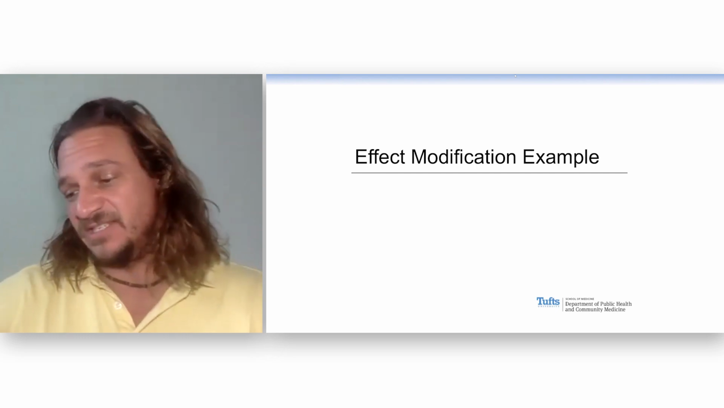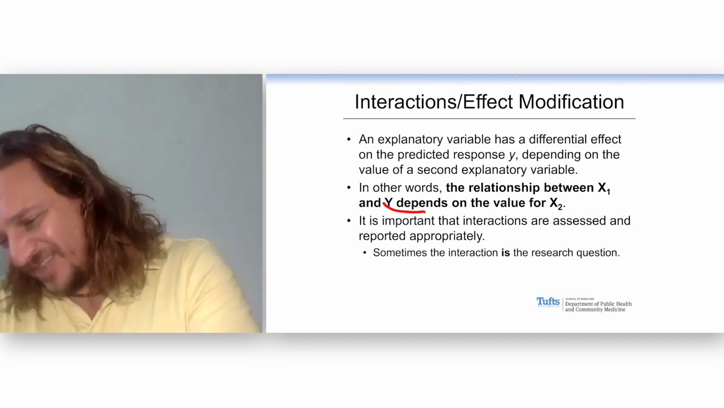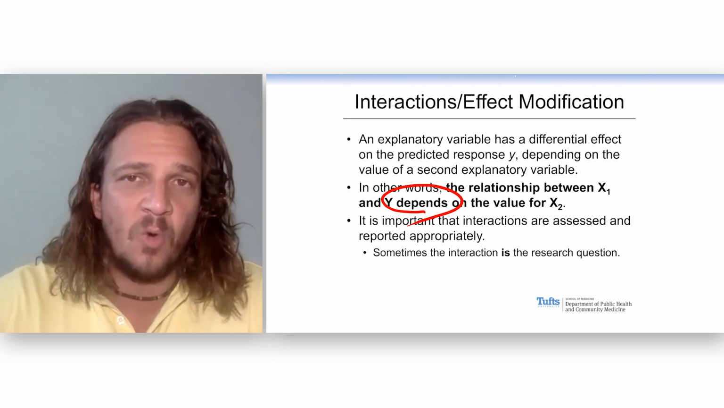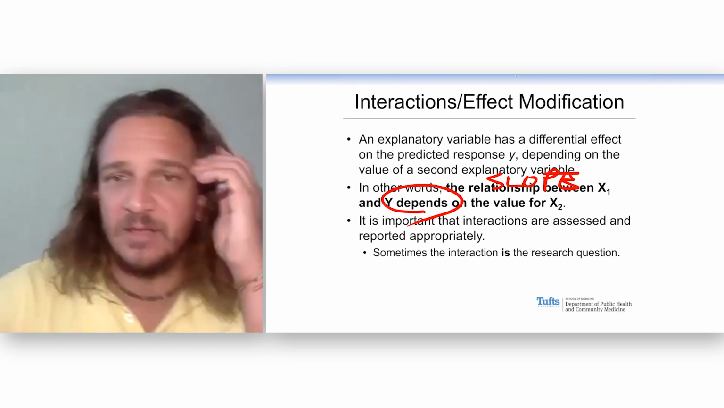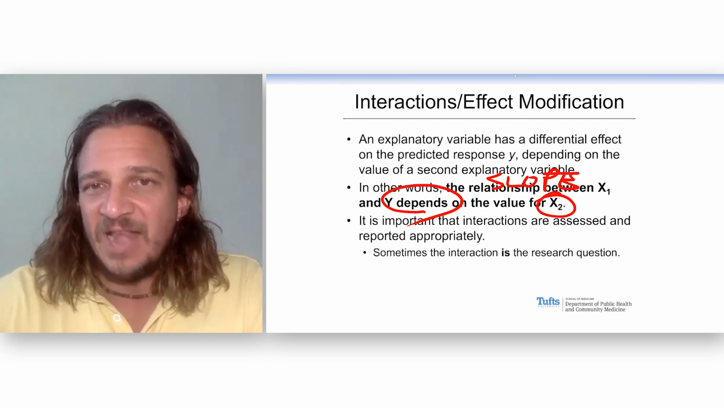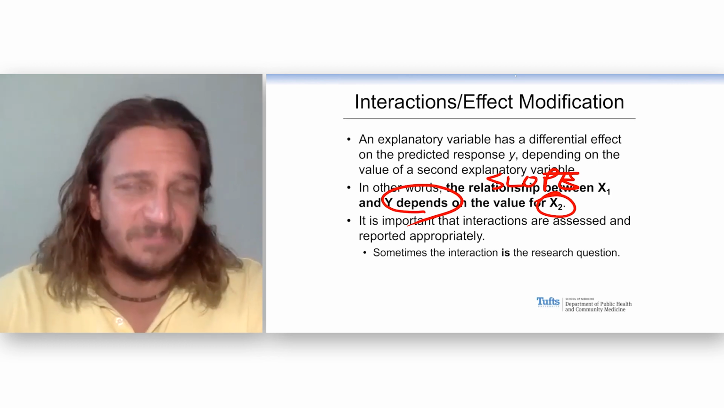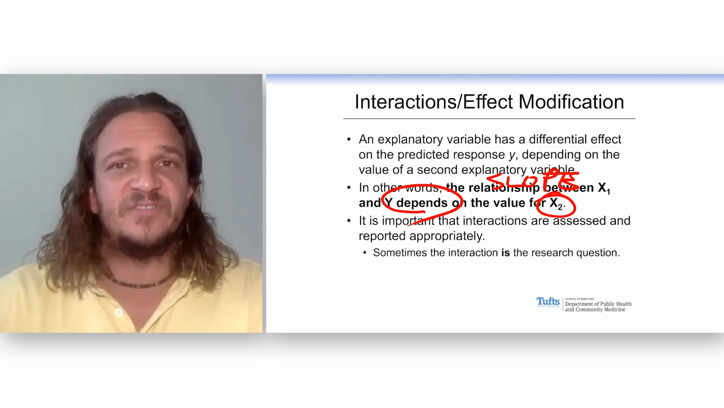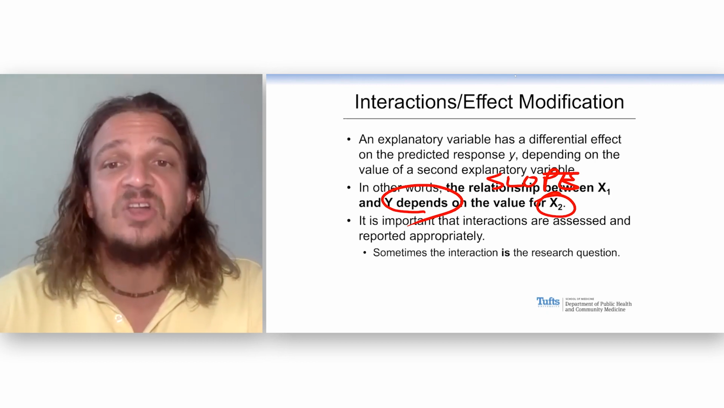Let's look at an example of this. This idea of effect modification can be thought of with this word depends. The relationship between x1 and y, in other words, the slope, the relationship is slope or beta, depends on x2. In other words, you're going to have different slopes. For a classic car, the older it is, positive slope, price goes up. For a regular car, the older it is, the price goes down, negative slope, different slopes. And so we're going to assess effect modification by looking at slopes.